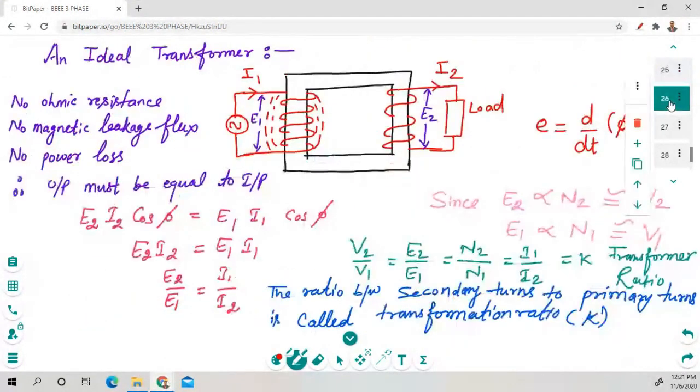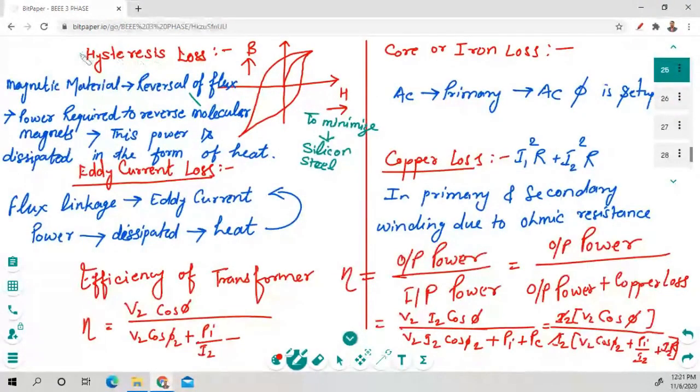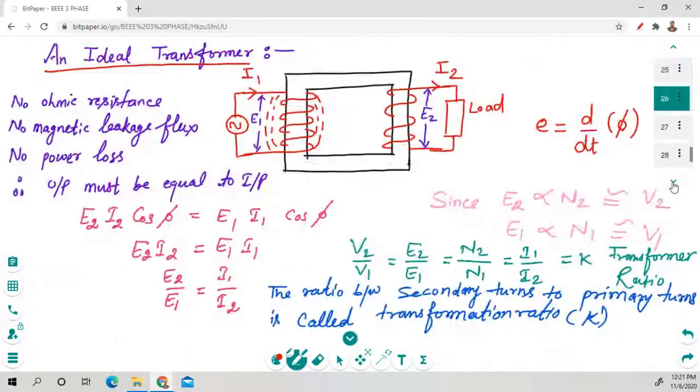Okay. So let's come to this. What is an ideal transformer? An ideal transformer is one in which no power loss is there. No copper loss is there. No hysteresis losses are there. There are different types of losses like hysteresis losses, core losses, and copper losses. So we have to consider that there is no loss present in the transformer. That transformer is called an ideal transformer.